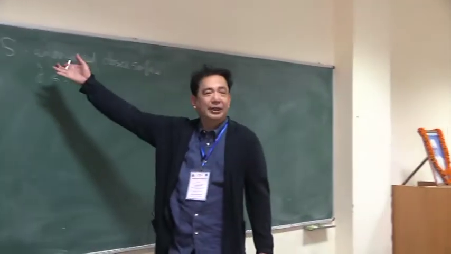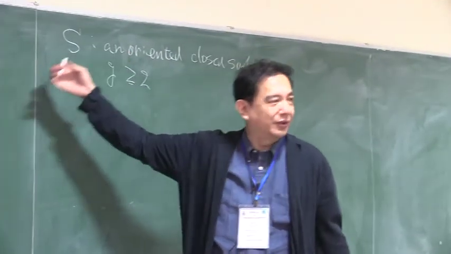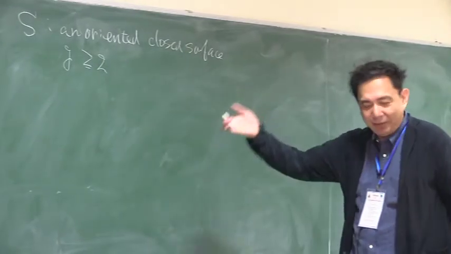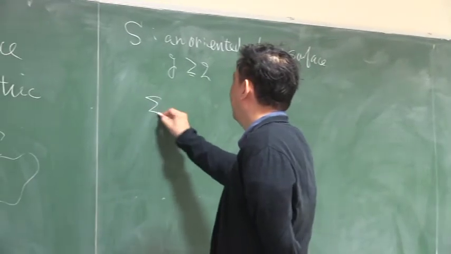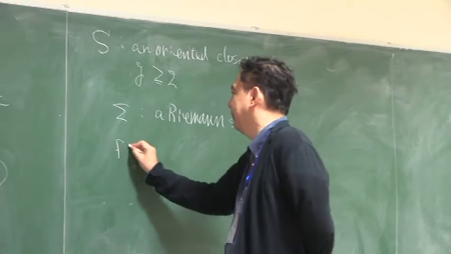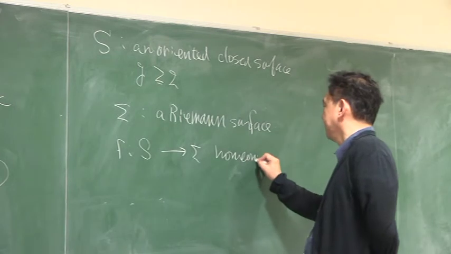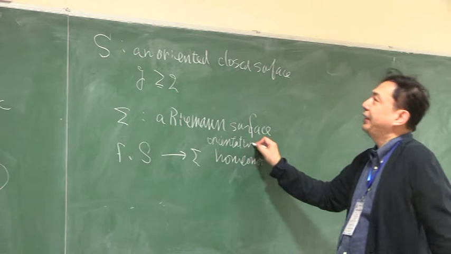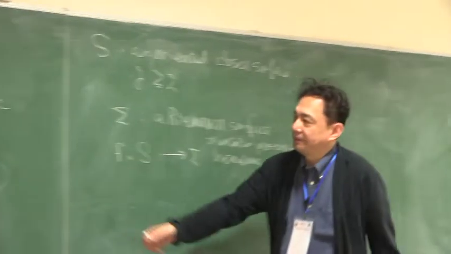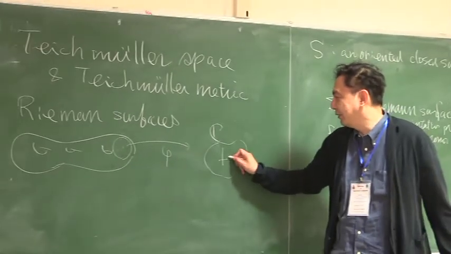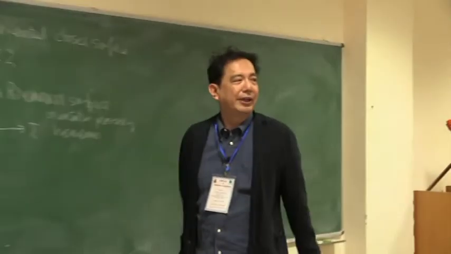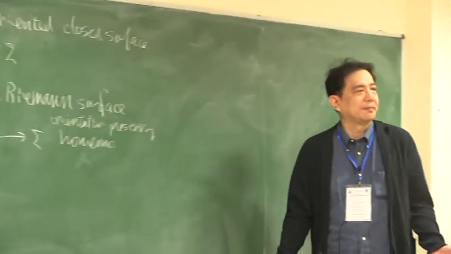And we'd like to consider the set of all complex structures on S. That's what we call Teichmüller space. But to define it formally, it's better to consider the following. Suppose sigma is a Riemann surface and f is an orientation-preserving homeomorphism. S is oriented by assumption, and the Riemann surface has a natural orientation because you have a local chart to C, with a real direction and an imaginary direction. So the Riemann surface is always oriented, and you assume that f is an orientation-preserving homeomorphism.